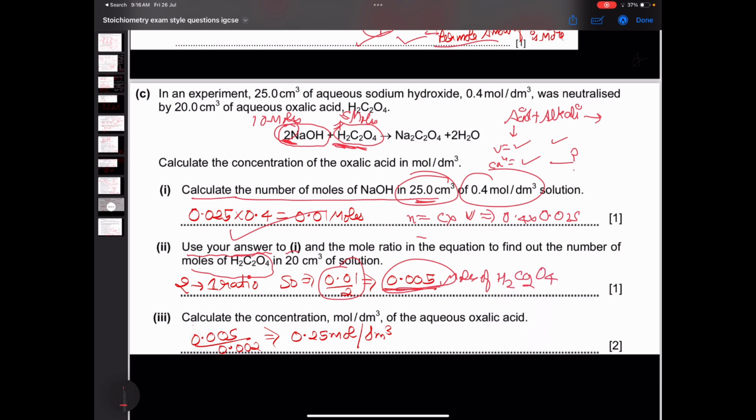Okay. Now in the last part they are asking you to tell us the concentration of H2C2O4. So concentration is moles upon volume. Moles are 0.005. Volume is given in centimeter cube, so make sure to convert it into dm cube. That will be 20 over 1000. This will be 0.02 here, just one zero error to make note of.